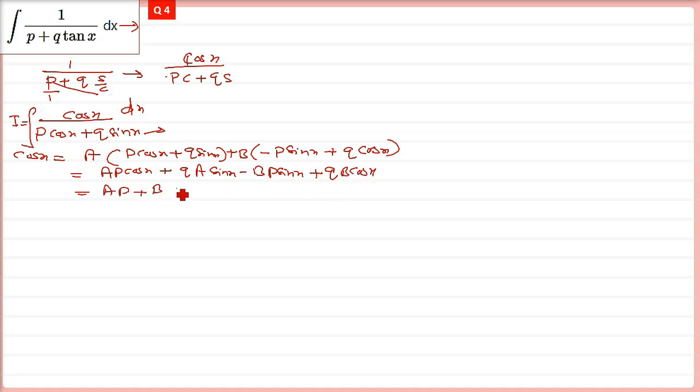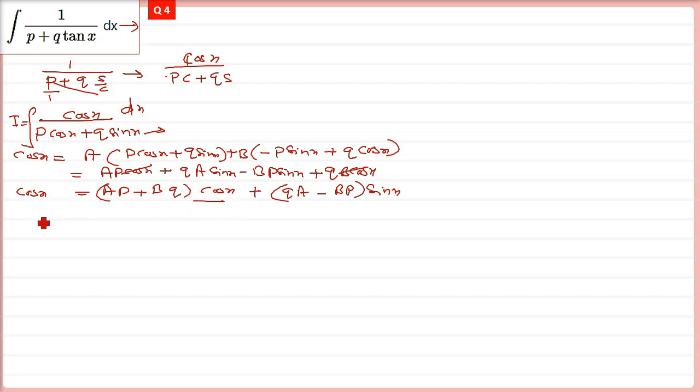So I am taking the cos x term. When you take cos x outside, it will be ap plus qb. When you take this sin x outside, it will be qa minus bp. You can take this sin x outside. So you have this cos x equals to this term.